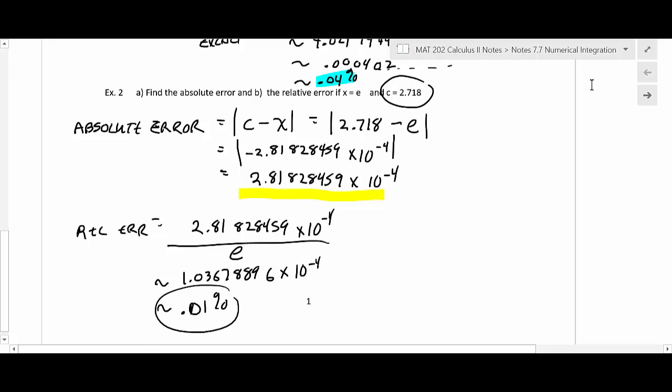Okay, and the idea of error, we'll see that a little bit further in the class as we go through some other concepts. So you want to be able to do those two types of things.